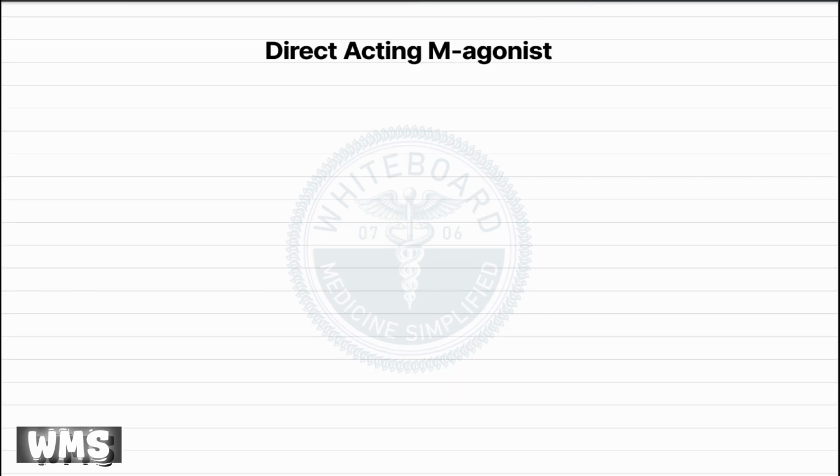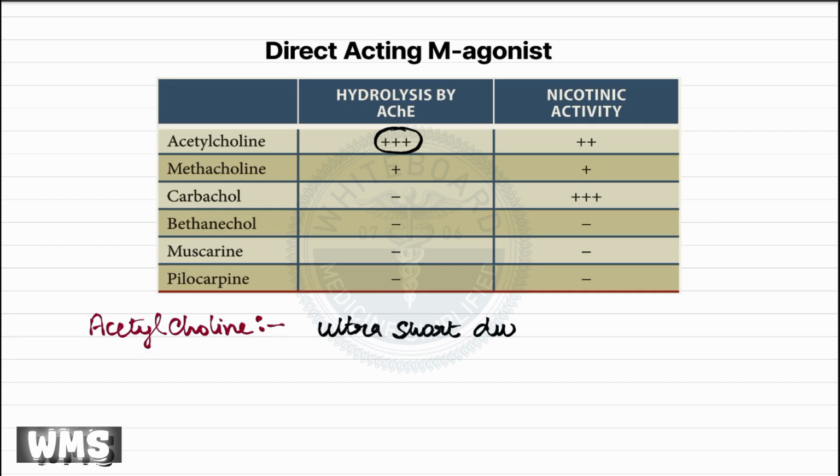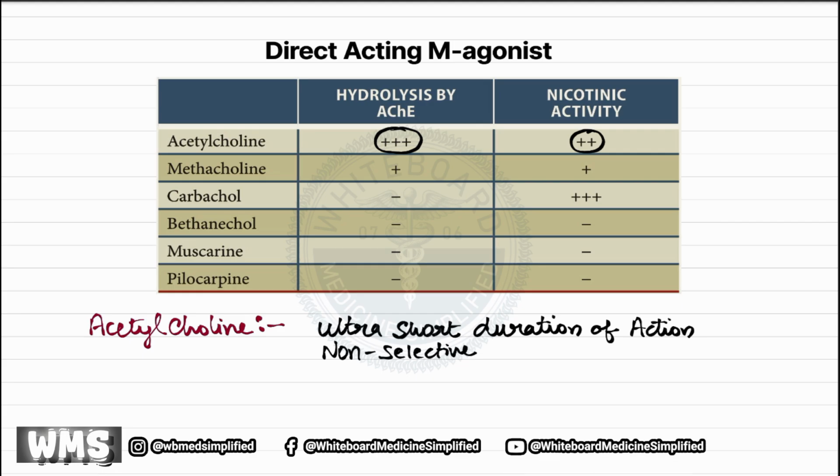Now let us briefly discuss these drugs one by one. First start with acetylcholine. As we can see in the table, acetylcholine is rapidly hydrolyzed by acetylcholinesterase, which means it is broken down very quickly in the body and therefore has an extremely short duration of action. In addition, it can stimulate both muscarinic and nicotinic receptors, so its effects are not selective. Because of this rapid breakdown and non-selective action, acetylcholine is rarely used systemically as a drug.